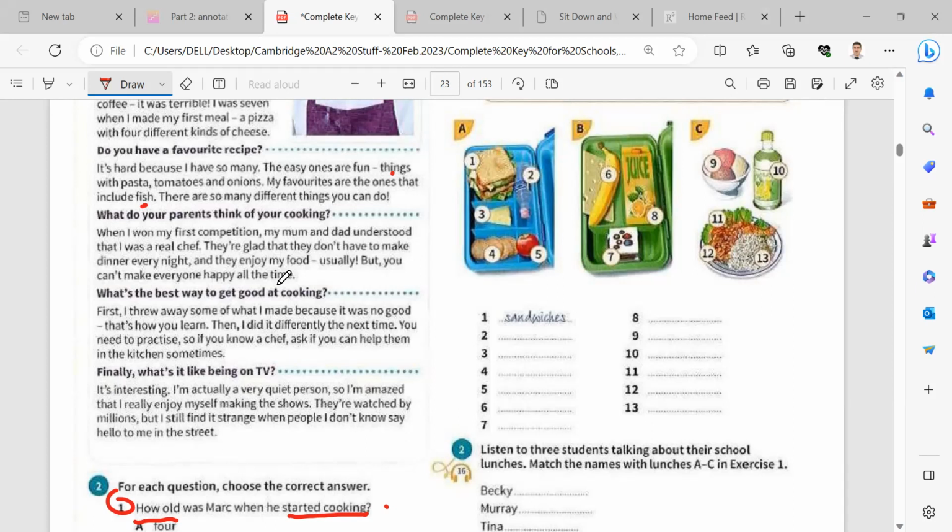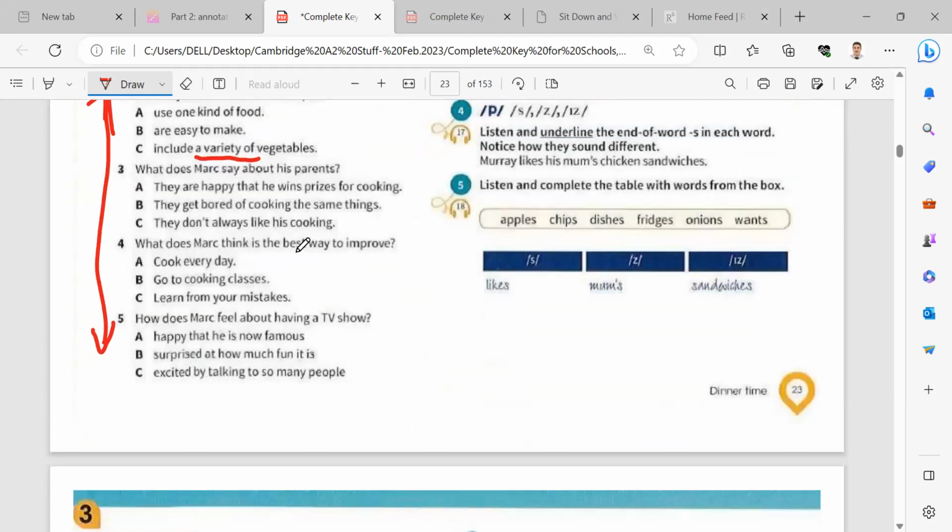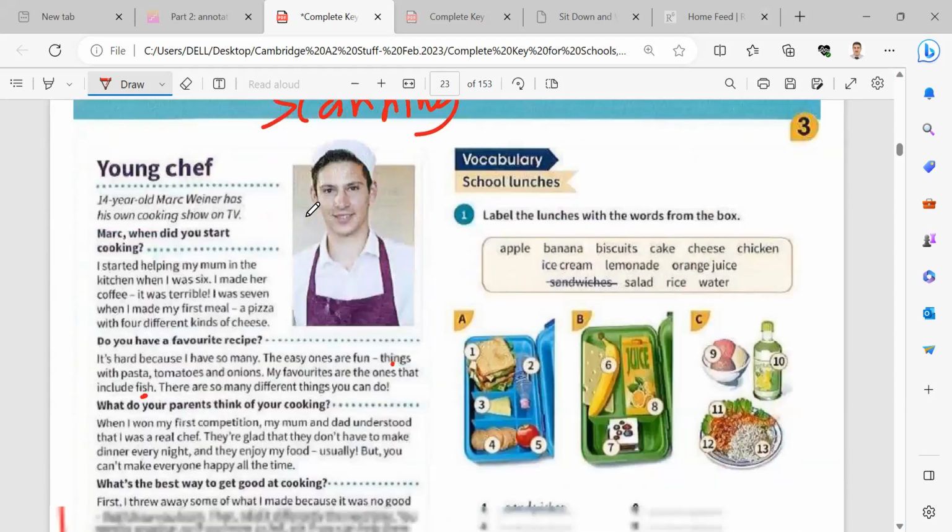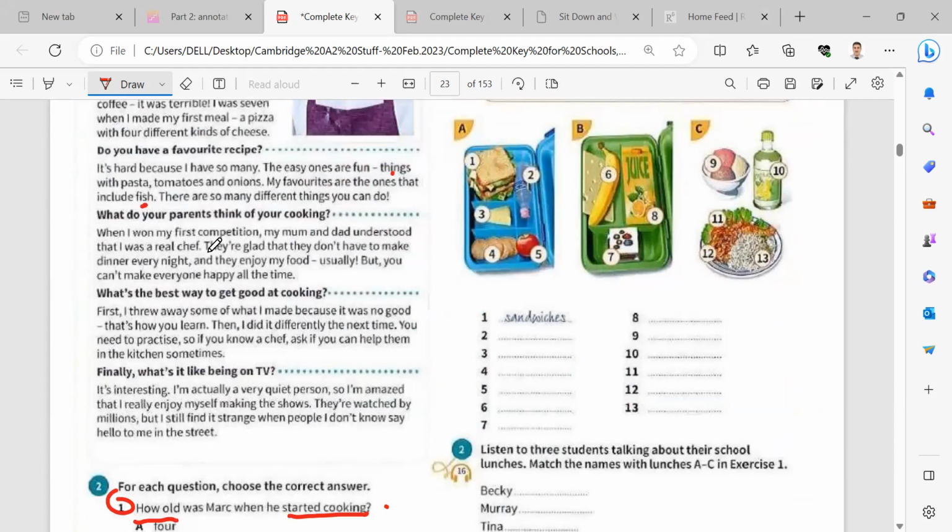Good job. Complete. Okay. Question 3. What does Mark say about his parents? Yes. Which paragraph should you find the answer? 3. Exactly. Yes. Scan paragraph 3, please.